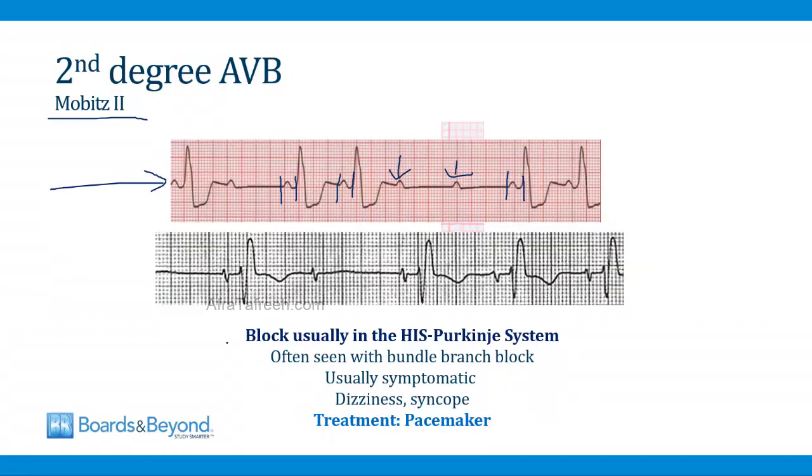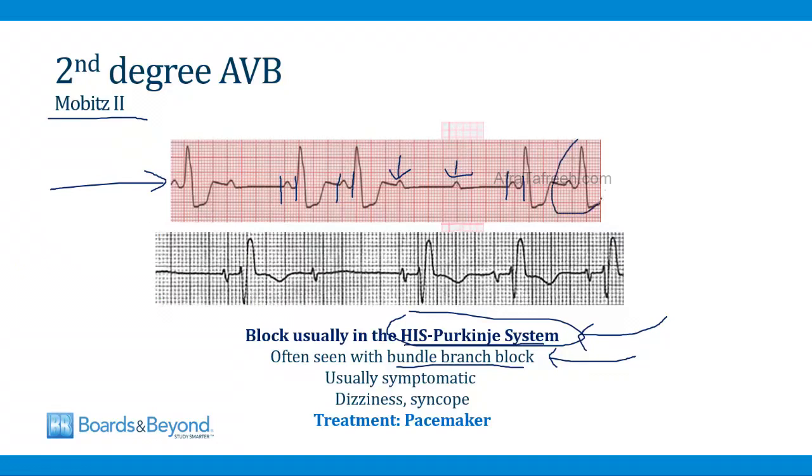The source of the electrical conduction block in Mobitz 2 is usually the His-Purkinje system. And because the block is usually in the His-Purkinje system, most patients with Mobitz type 2 also have a bundle branch block. Remember that the bundle branches, the left and right bundle branches, are part of the His-Purkinje system. So if the His-Purkinje system is sick, you often see a bundle branch block. And if you look at this red tracing at the top of the screen, the QRS complexes are prolonged, and that's consistent with a bundle branch block.